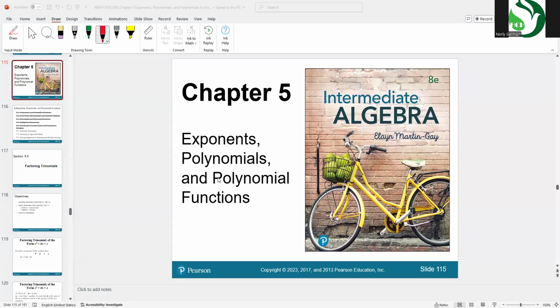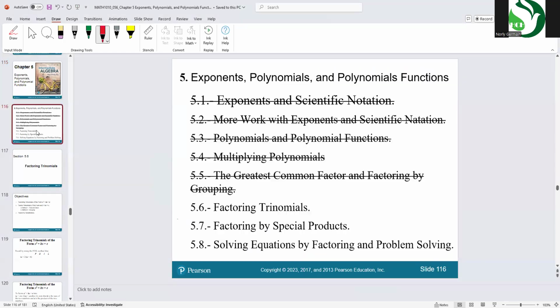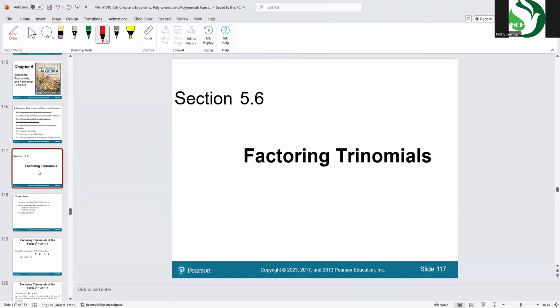In this video, we're going to continue with chapter 5, exponents, polynomials, and polynomial functions. I think so far we covered section 5.1 through 5.5. In the last video, we took a look at the greatest common factor and factoring by grouping. We used factoring by grouping to factor four-term polynomials. But in these sections, we're going to present techniques for factoring trinomials.